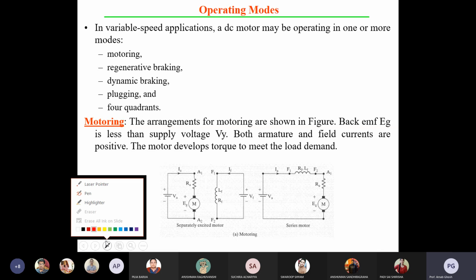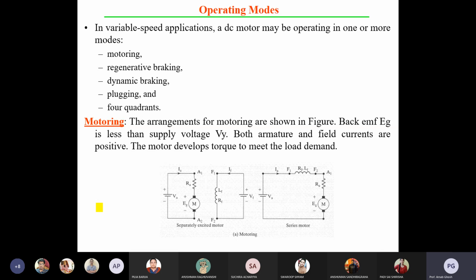Based on that, we are talking about four quadrant operations of the chopper. I think you know about it from power electronics, how it will be performed. Four quadrant operations of the chopper. Just for a recap, I am telling you: I think all of you are aware of the full bridge converter.